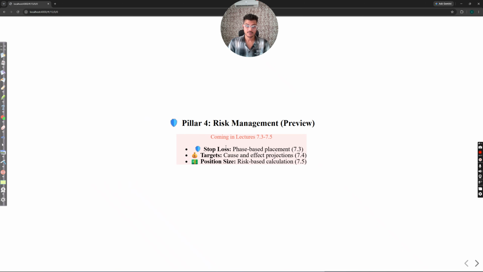Get ready for it, guys. This is going to be the most important lecture series in this trading module. Remember that risk management is not optional. It's the difference between trading and gambling. I'll repeat that again: risk management is not optional at all, it is mandatory, because it is the difference between trading and gambling, and we want to be profitable traders. That's why we need a profound risk management technique.